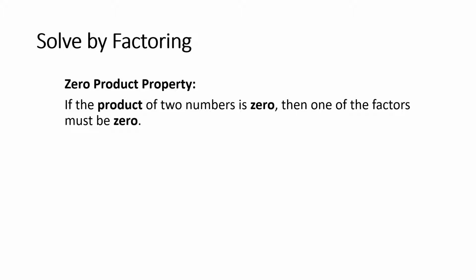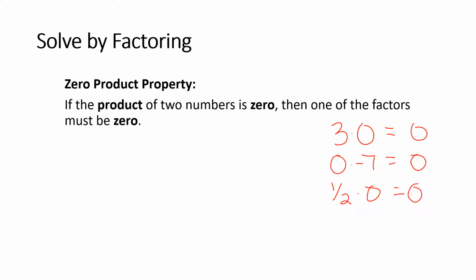The zero product property just states that if the product of two numbers is zero, that means that one of the factors must be equal to zero. Think about what you learned in elementary school. 3 times 0 is 0. 0 times -7 is 0. 1/2 times 0 is 0. 0 times anything is 0.